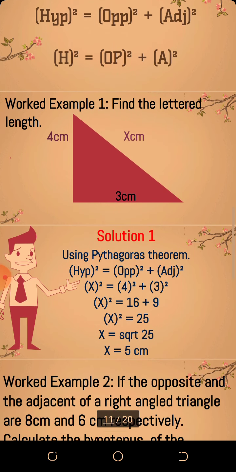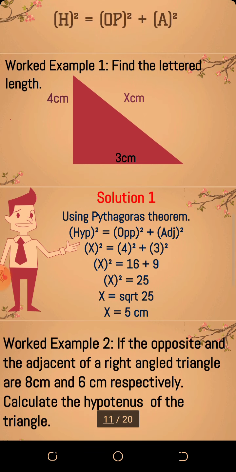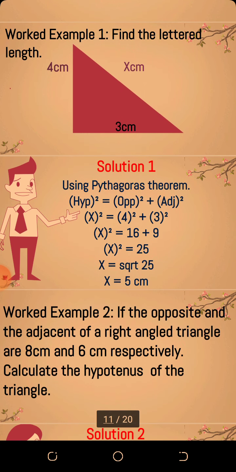4 squared is equal to 4 times 4, which is equal to 16. 3 squared is equal to 3 times 3, which is equal to 9. So 16 plus 9 is equal to 25. X squared is equal to 25. To get the value of x, we need to find the square root of 25. Then the square root of 25 is equal to 5. Therefore, our hypotenuse is equal to 5 centimeter.